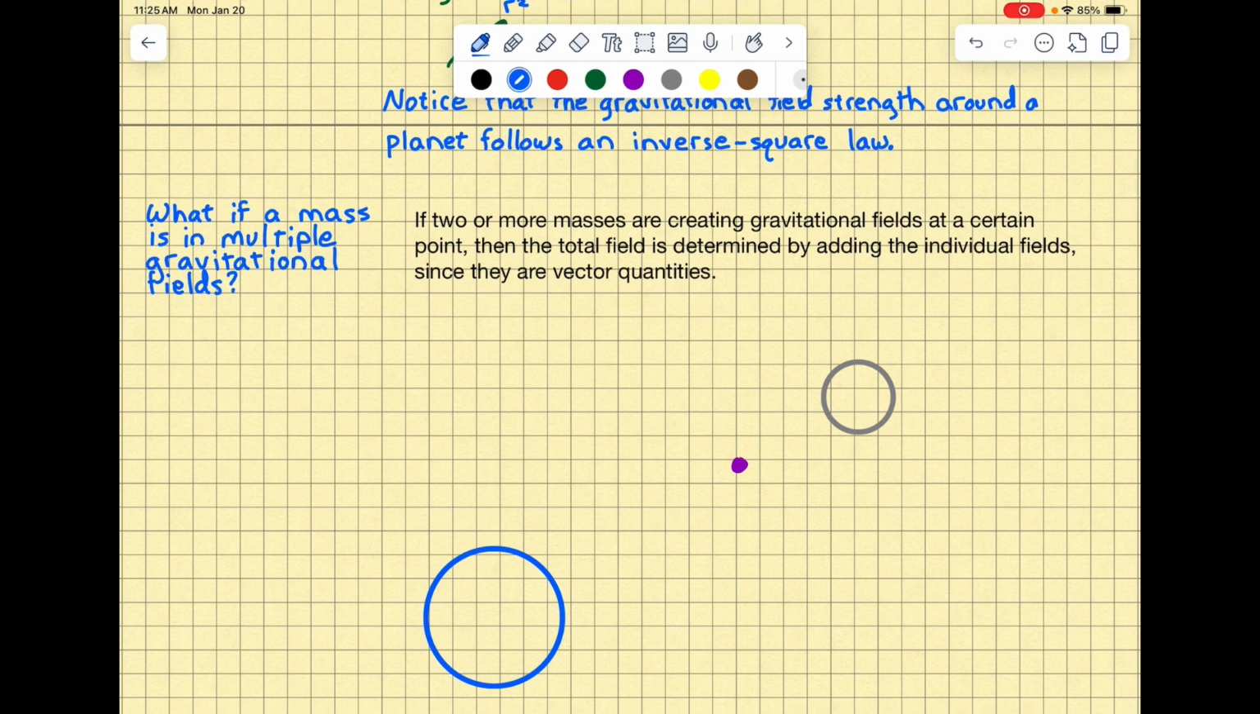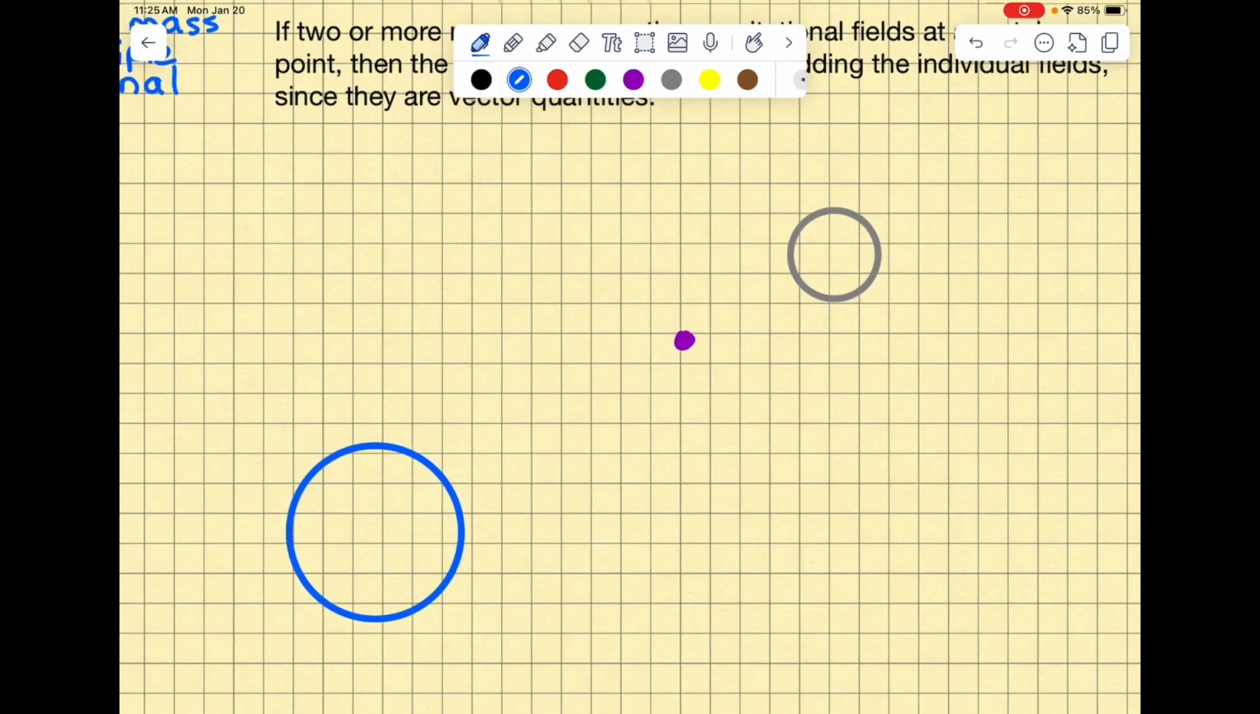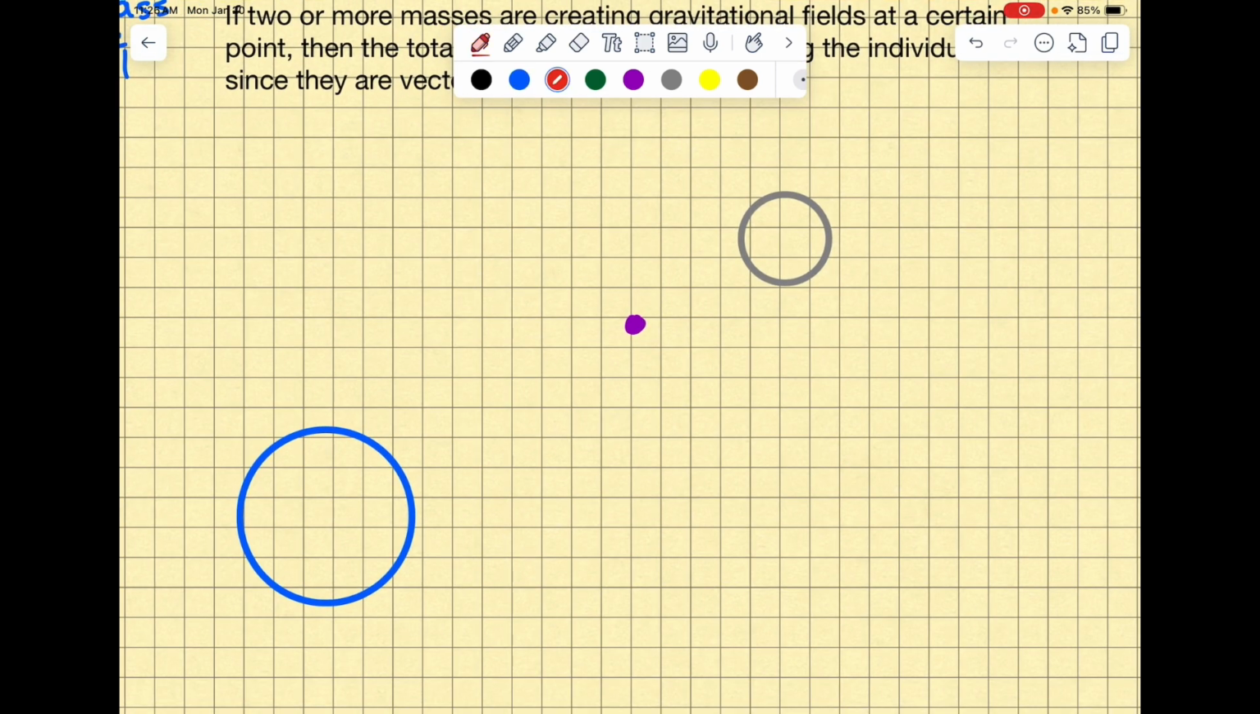If we have 2 or more masses and they're both creating gravitational fields at a certain point, then the total field strength is determined by adding the individual fields, since they are vector quantities. So let's say we've got a planet and a moon. We know the planet has a gravitational field, which we can represent by these field lines. And the moon has a gravitational field, which we can represent by these field lines.